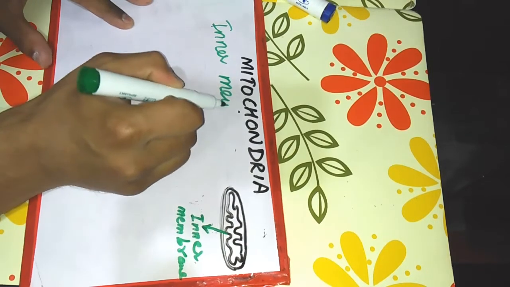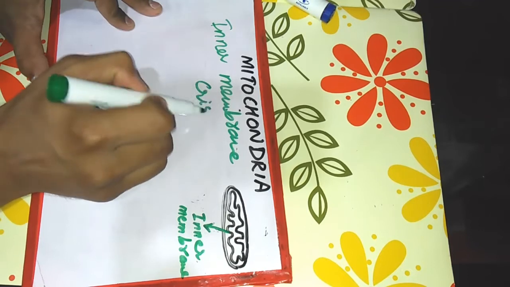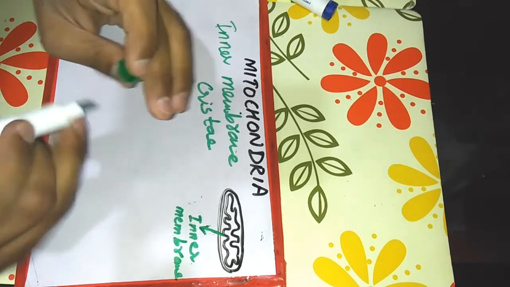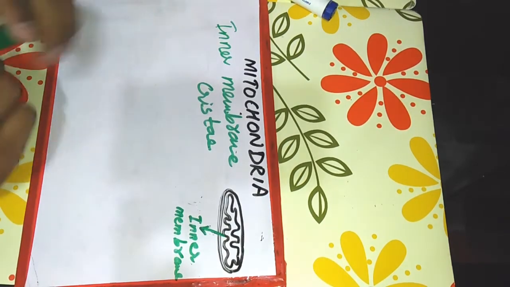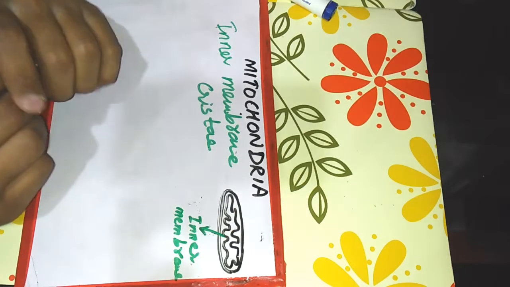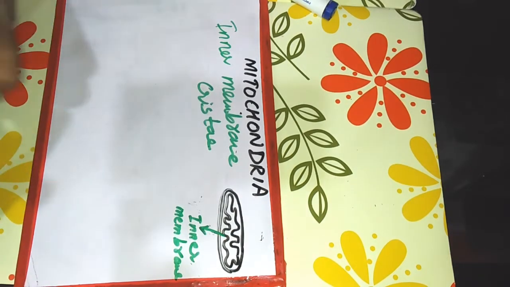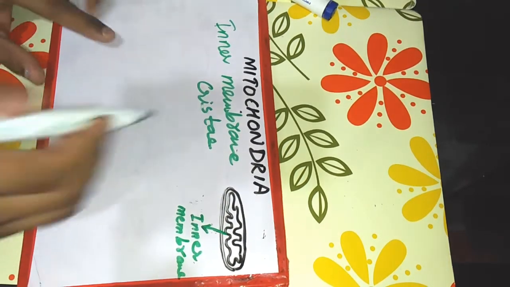Inner membrane, we know it's not smooth. It has folds. These folds are the finger-like folds, inward projections. These folds are called the cristae. Actually, it increases the surface area of the mitochondria. It increases the internal surface area because the cristae have so many folds.